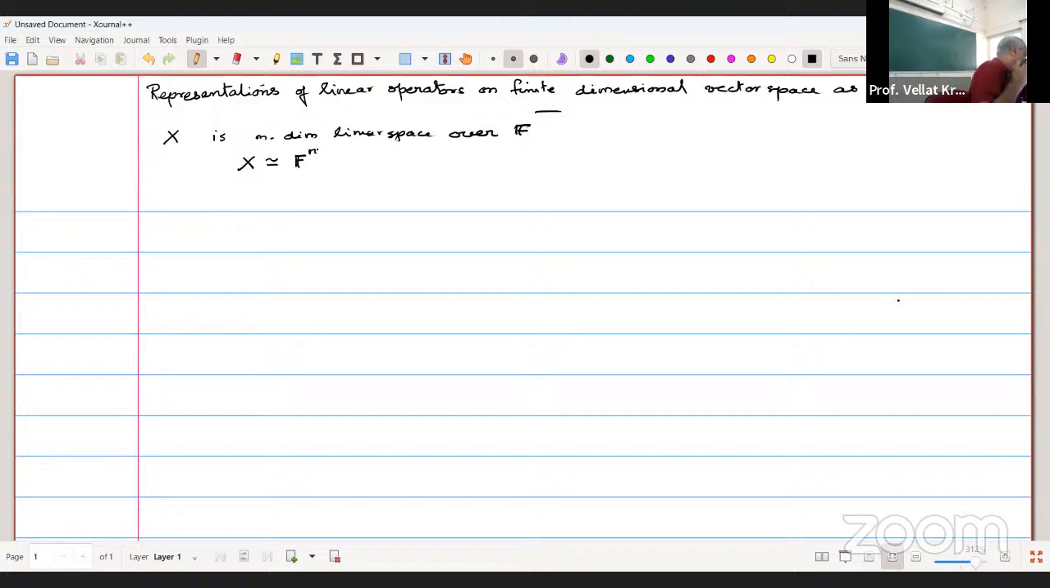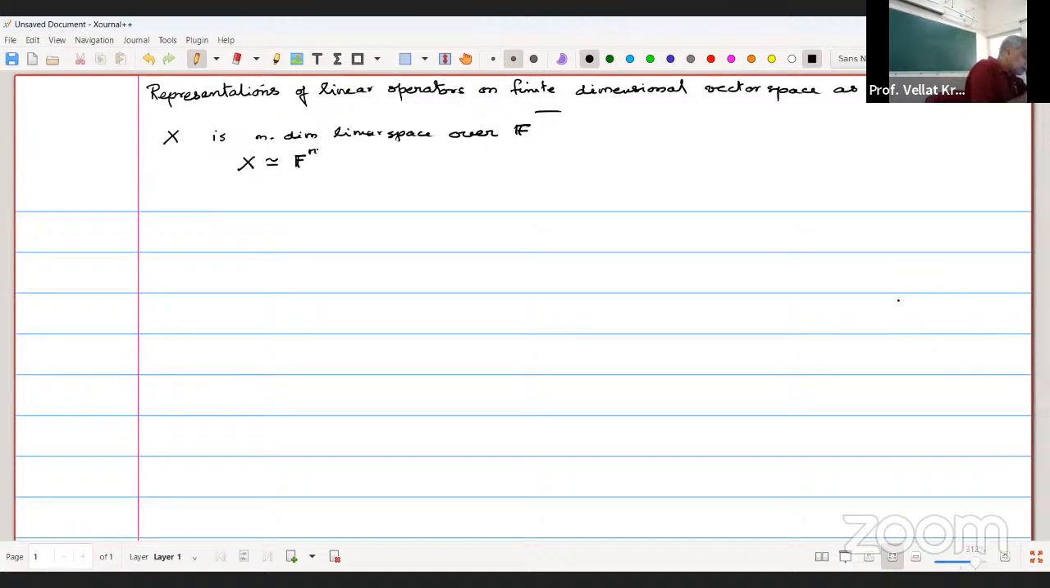Now, the interesting aspect is that it is not just a unique isomorphism that you have, but there are possibly infinitely many isomorphisms that you can define. And this is the real difficulty or disadvantage, or you want to turn it around as an advantage. The art of getting this isomorphism is by choosing an ordered basis for the vector space.